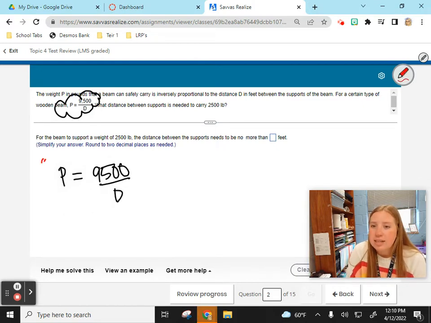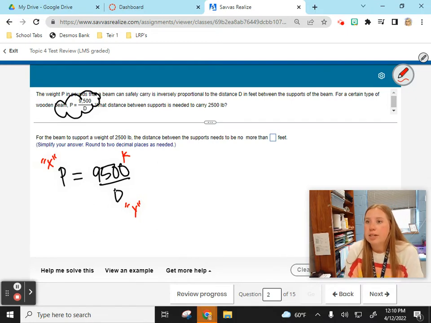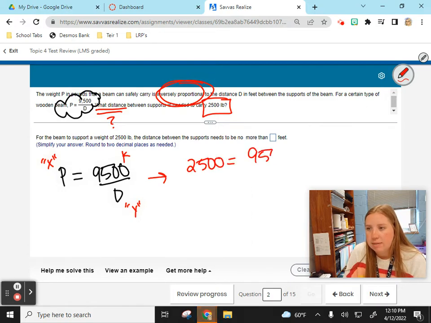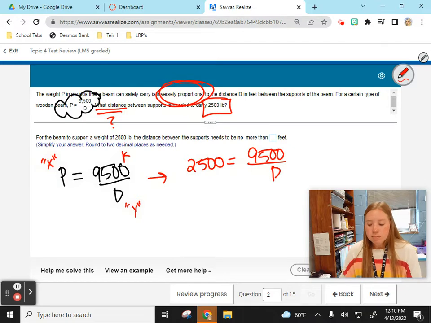So imagine this is like our little x over here. This is our little y over here, and this is k, and that's our inverse variation relationship because they tell me it's inversely proportional. So what I want to solve for is what the distance is, that's my question, when my beams have to carry a load of 2,500. So I got to figure out where do I plug in that 2,500, and it's going to go in for P because that's where pounds are. So I'm going to write 2,500 equals 9,500 over D.